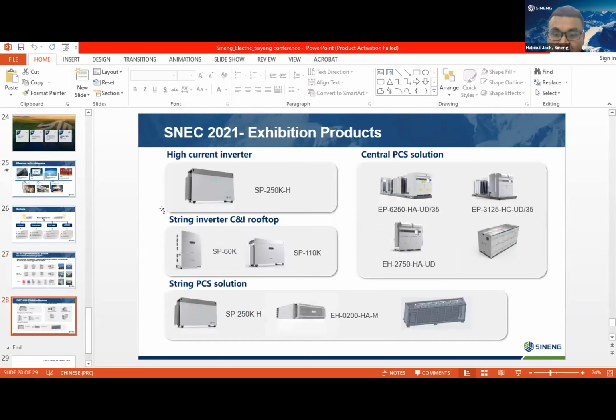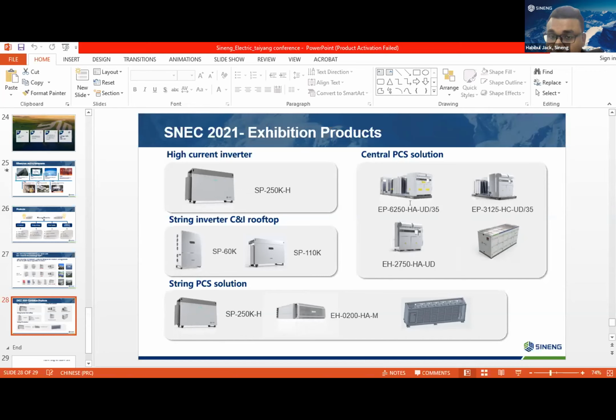So finally, I will talk about the products that we are gonna exhibit in the SNEC. So here we have high current inverter, and we will also be exhibiting string inverter for commercial and industrial rooftop, SP 60K and SP 110K, and string PCS solution, 2 kinds of solution, and the battery container.